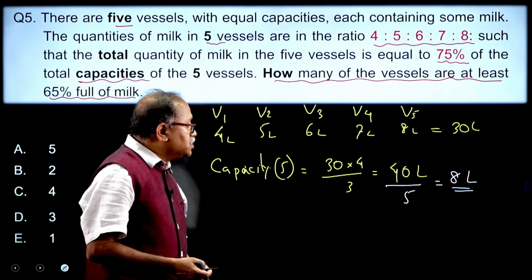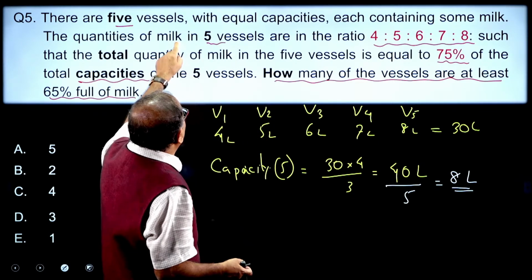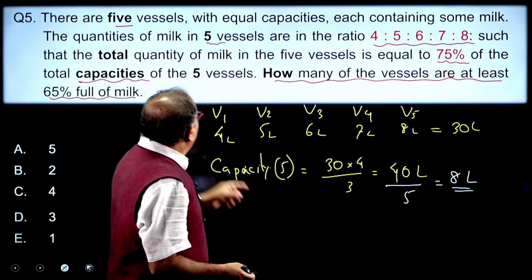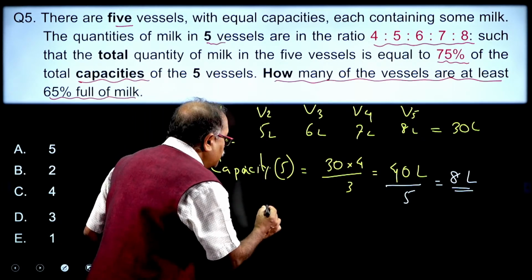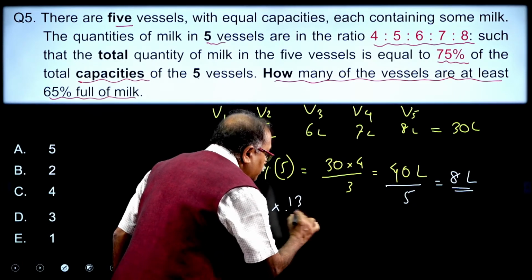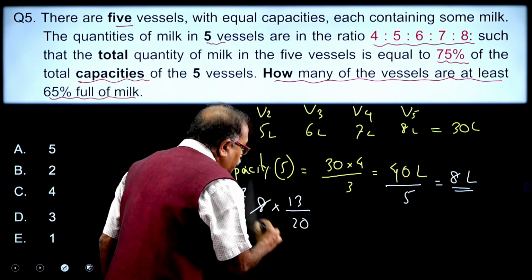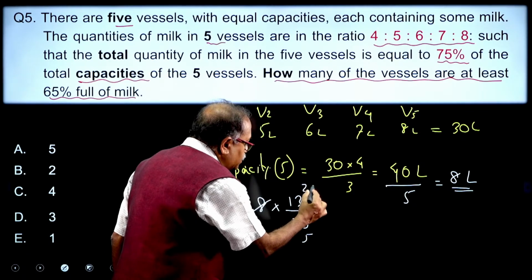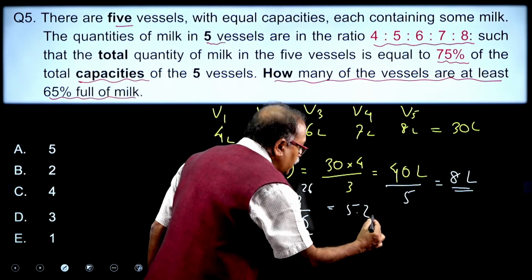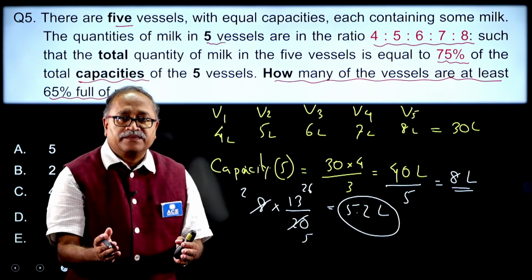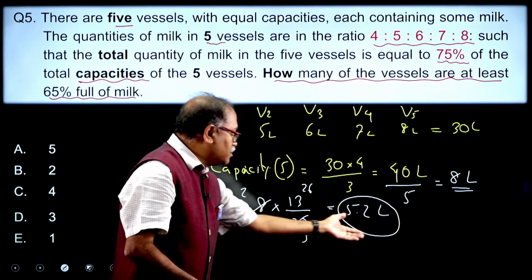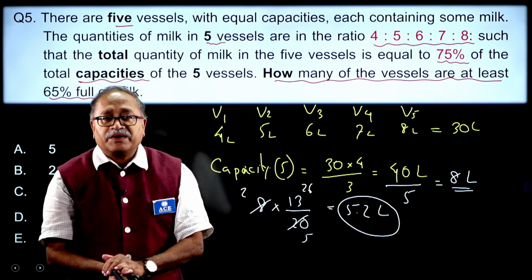So, each vessel capacity is 8. It is said that each vessel has equal capacity, that is 8 liters. So, what is 65% of 8 liters? So, 8 into 65 by 100, that is nothing but 13 by 20, and this gets cancelled with 4 2 times, with 4 5 times, and this is 26 divided by 5, that is 5.2 liters is the 65%. Now, the question is how many vessels are there which have at least 65%, that means at least 5.2 liters.